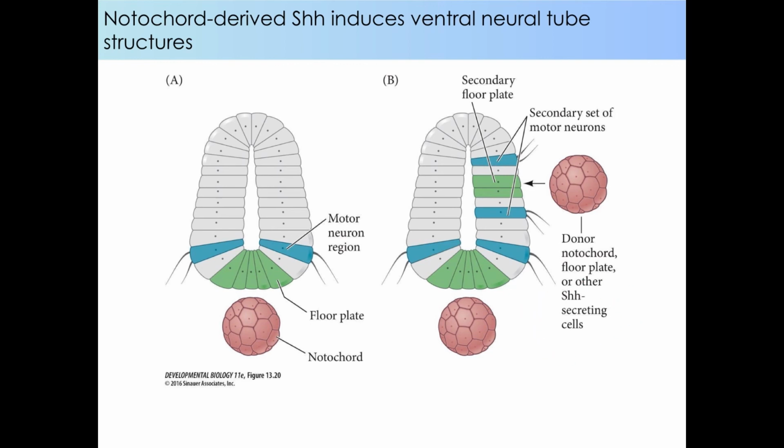So that shows that sonic hedgehog is sufficient to induce the formation of the floor plate and their associated motor neurons. On the other hand, removing the notochord prevents the formation of the floor plate and affects the development of the other cell types that depend on that gradient of sonic hedgehog.